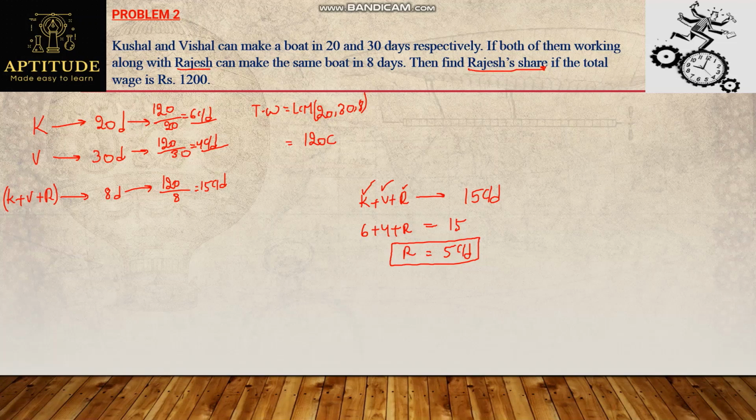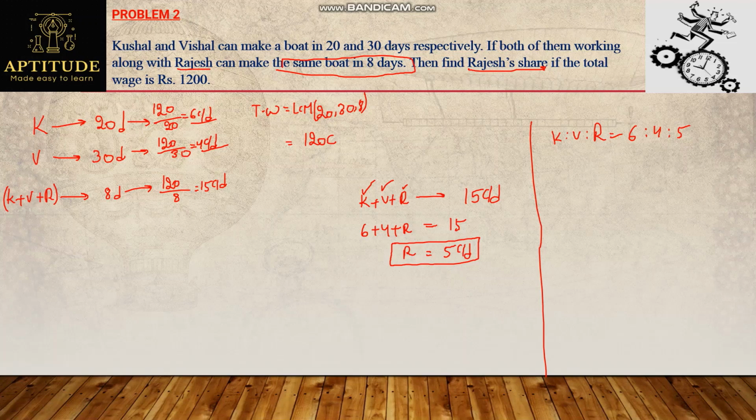And what is the question? Find out Rajesh's share in the salary. And in this case also, all of them work for the same number of days, right? Which means it is enough to consider the efficiency ratio in order to divide their salary. Kushal's efficiency is 6, Vishal's is 4, Rajesh's is 5. I cannot simplify the ratio here. Why? Because 5 is a prime number. So just divide the salary according to these parts.